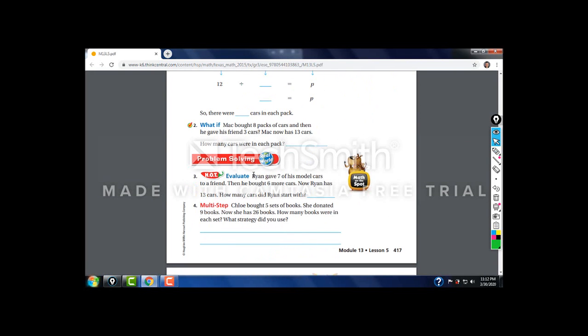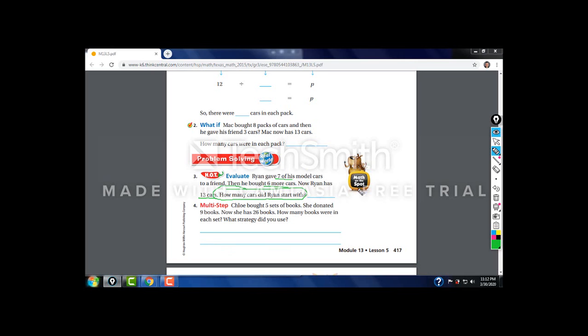Number 3. Ryan gave 7 of his model cars to a friend. Then he bought 6 more cars. Now Ryan has 13 cars. How many cars did Ryan start with? Alright, let's work it out. This is a question that I'm answering right now. Okay, and these are my important numbers right here.